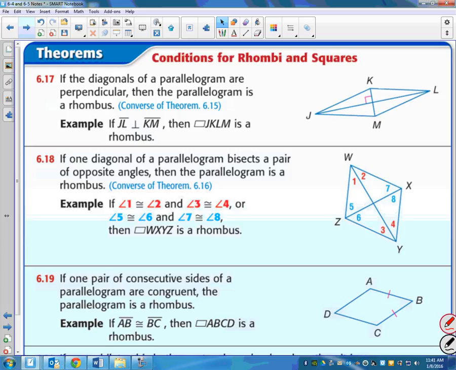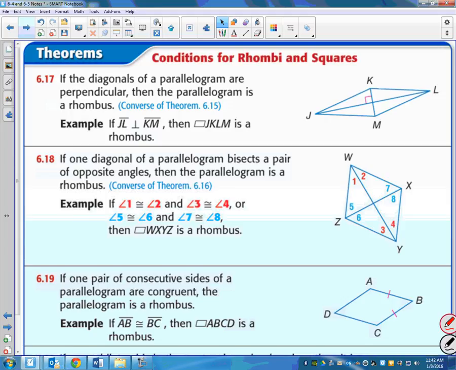If one of the diagonals bisects the opposite angles, then that's enough information. So if they just give you one, if you know angle 1 and angle 2 are bisected, then that's enough to tell that it's a rhombus. So although there's lots of theorems here, they go directly with the other theorems that we learned.